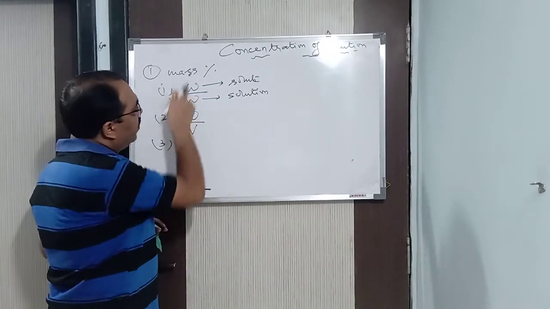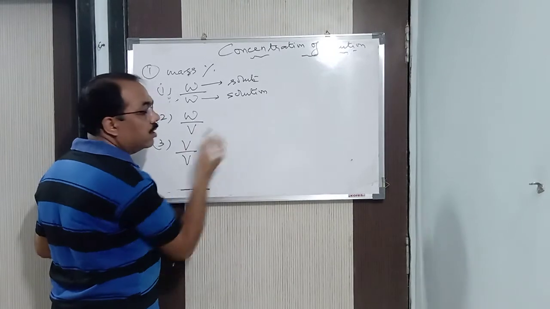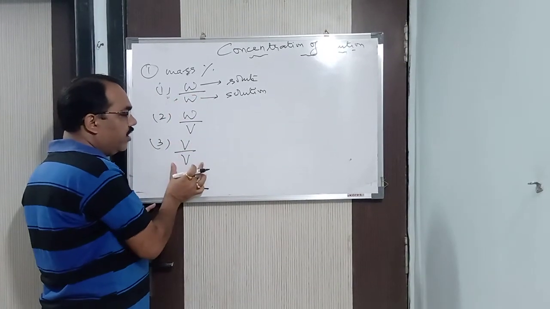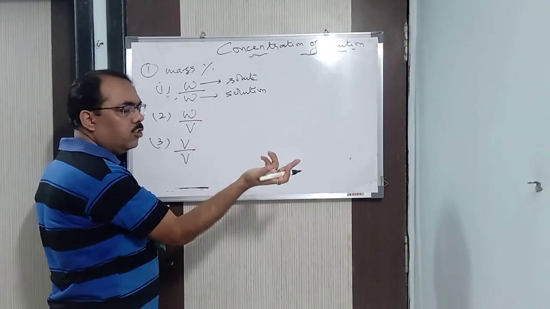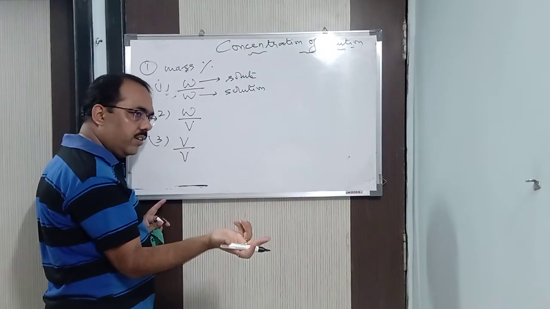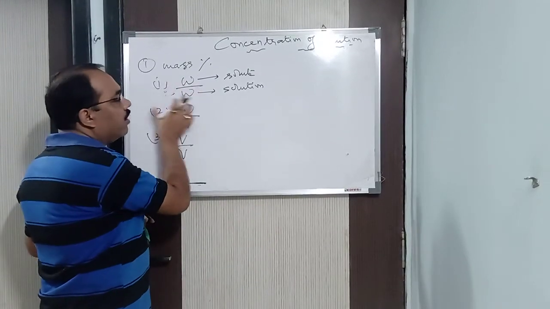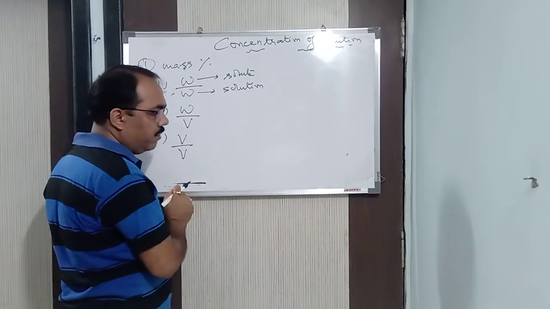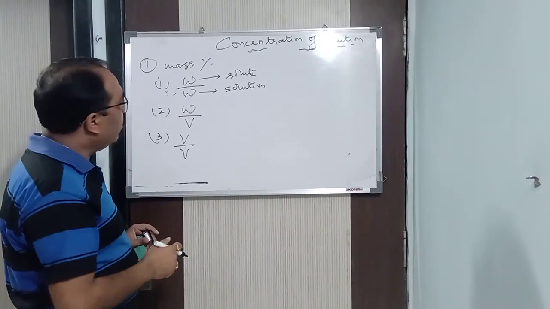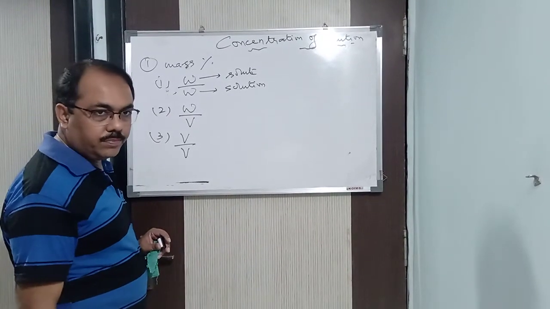Now you will say, sir, it is a fraction. Percentage? You multiply by 100%. Whatever answer you get, W by W or W by V or V by V, you multiply by 100%, and you will get the percentage. Very simple to convert into percentage. Got it what I said? Clear? So, in the question, generally it is said: calculate the molarity of 1.2% sulfuric acid.